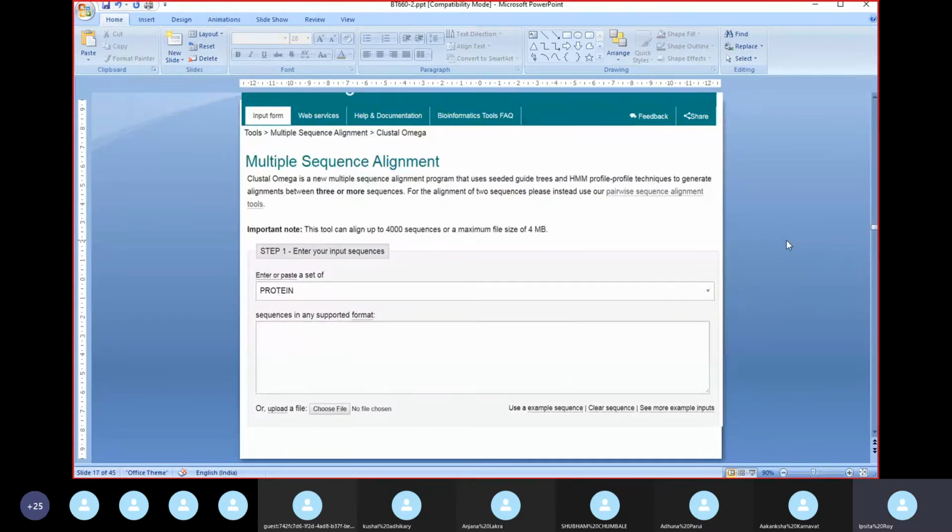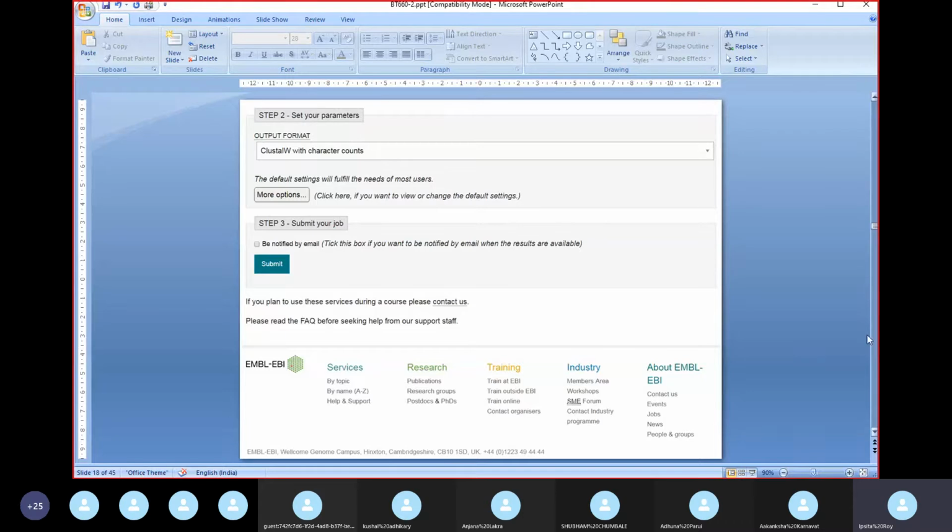So this is what the Clustal Omega looks like. What you do in these cases is you have to say whether your same principle works for nucleic acids as well as proteins. So you have to say what your sequence is and then write the sequence here. Usually the one letter abbreviation works in these cases. You can also upload files and then ultimately you submit.